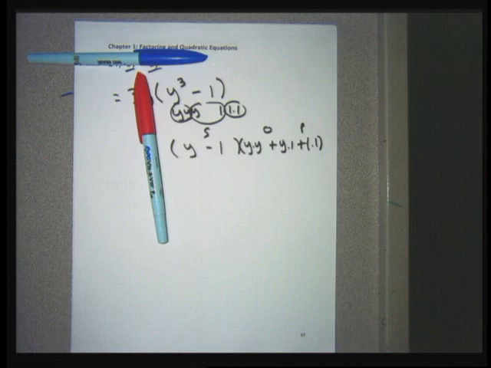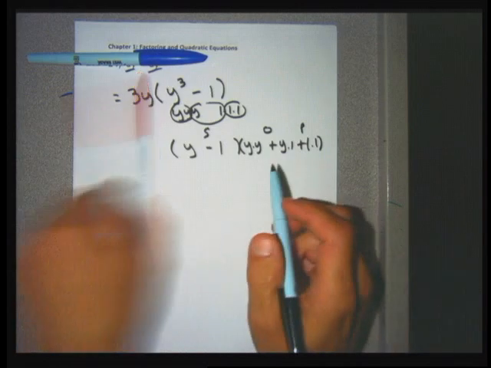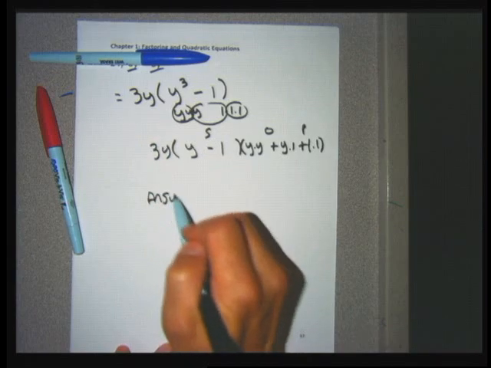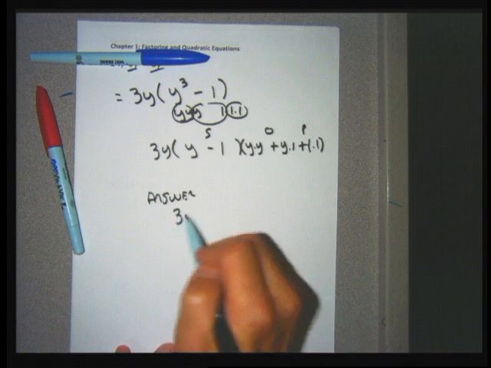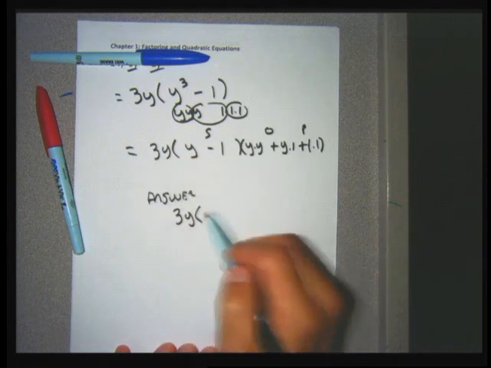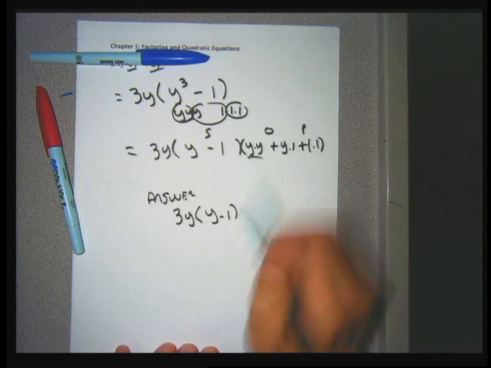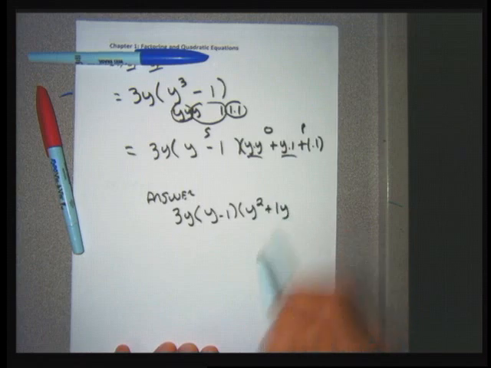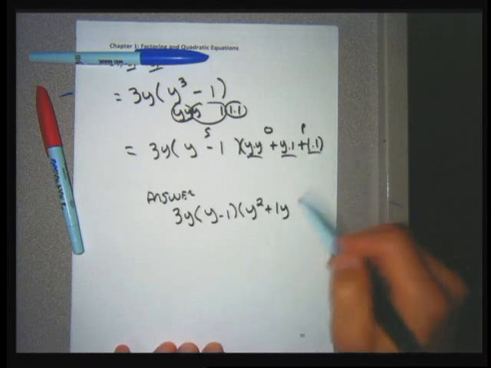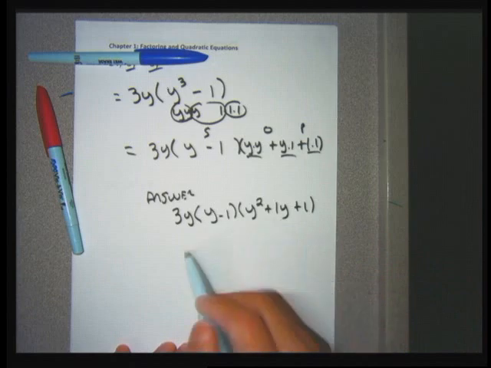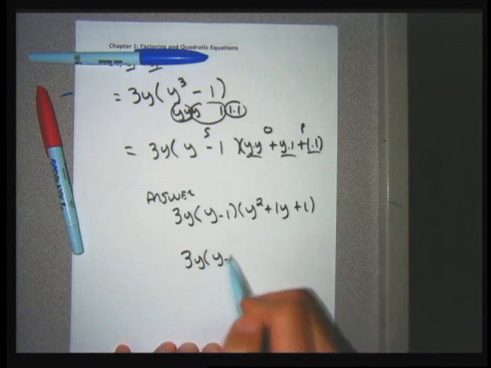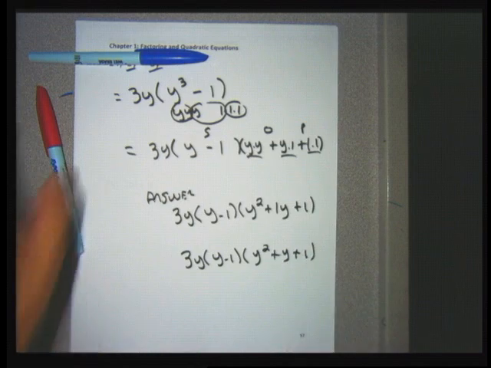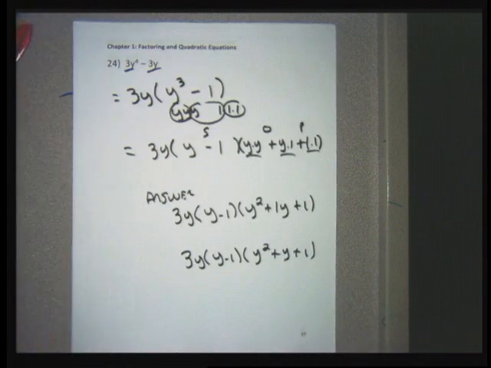I've ignored that common factor, but it needs to be part of my answer. And I can insert it here, but at least I need to insert it in my answer. For my answer, I'm going to get 3y, and then y minus 1, and then this y times y is a y squared. This y times 1 is a 1y. I don't need to write the 1, but it's okay to write the 1, and 1 times 1 is 1. So either this or 3y times y minus 1 times y squared plus y plus 1 are both okay answers. It's kind of a matter of preference whether you show the 1 or not.